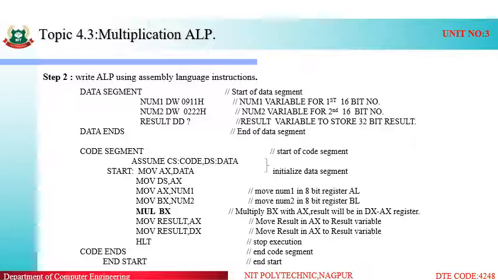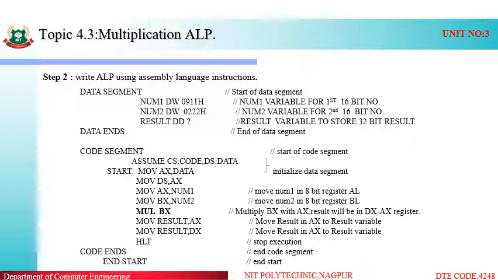So in the code segment, first the initialization of the data segment we have done. The first three lines will be the same as in every program. The main logic starts from moving the first number into the AX register. Then we will move num2 into the BX register. So both numbers are loaded into registers. First number is in AX, second number is in BX.